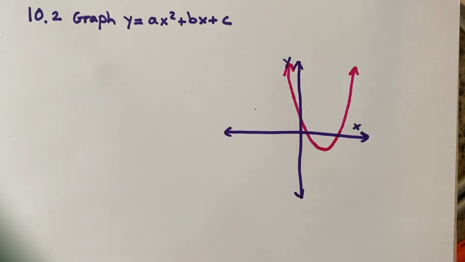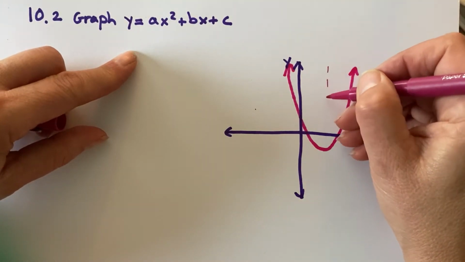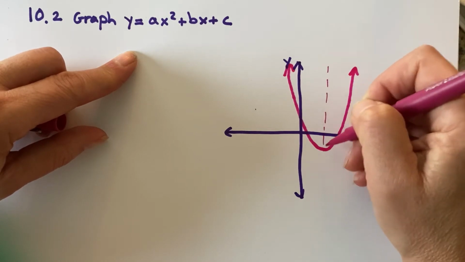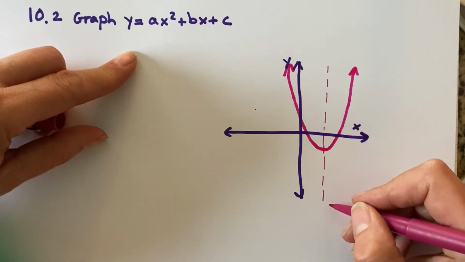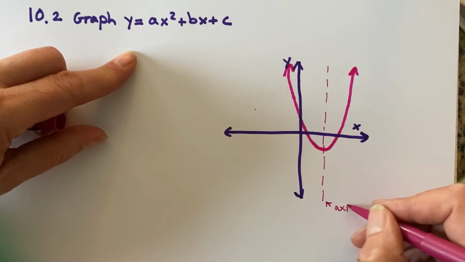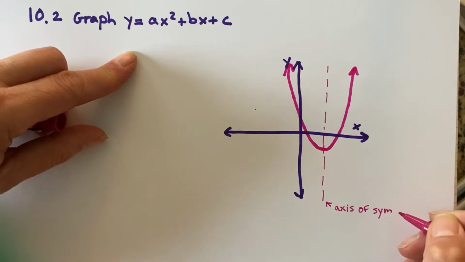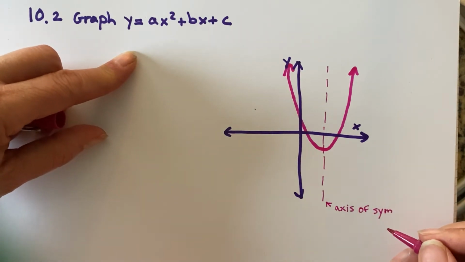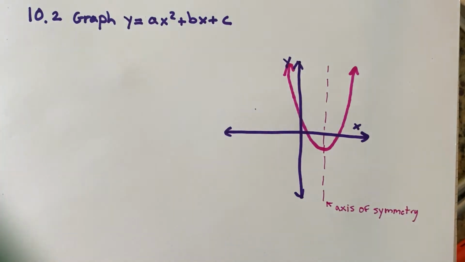And what I want to show you is that through the center of this parabola, we have what I showed you in the last lesson, which is the axis of symmetry. And you're going to want to label that. And we're going to show you how to calculate it very soon. I'm going to show you something else as we look at that.